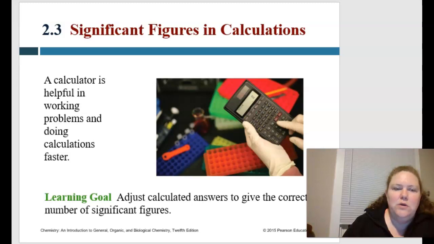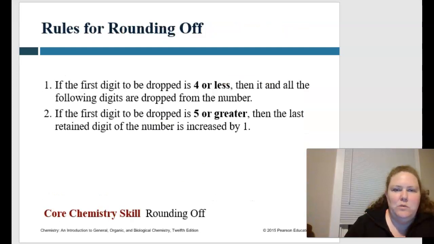Okay. So a calculator is helpful in working problems and doing calculations faster. And so our learning goal for this part of this lecture is going to be adjusting calculated answers to give the correct number of significant figures. Okay, so we're going to show you when we round and when we don't. So our rules for rounding off.